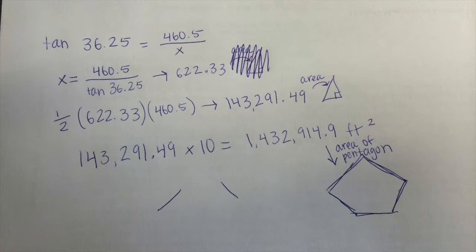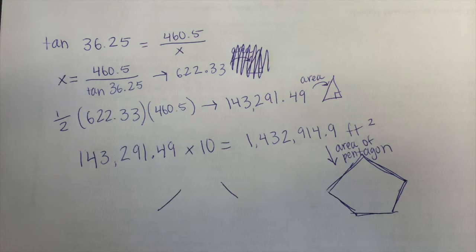So now you have to find the area of the triangle. So you have to do 1/2 times 622.33 times 460.5, and the answer is 100,443,291.49, and that's the area of the triangle.